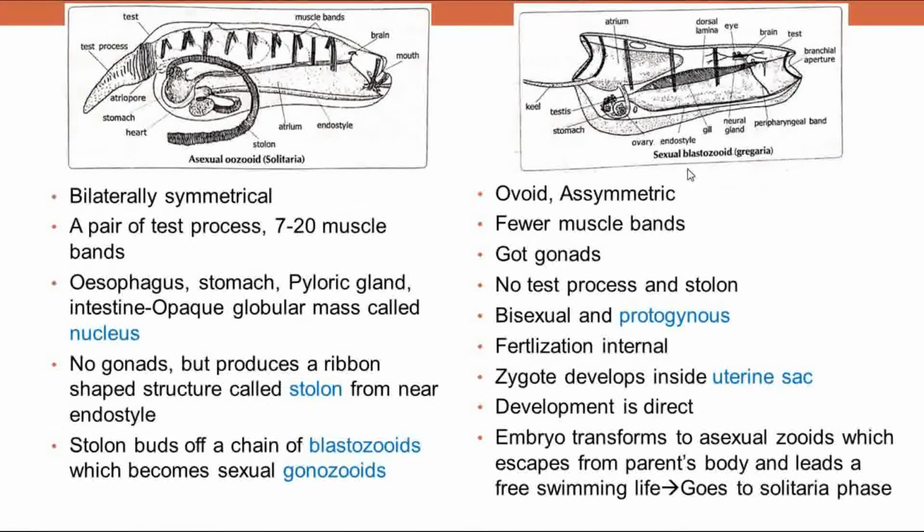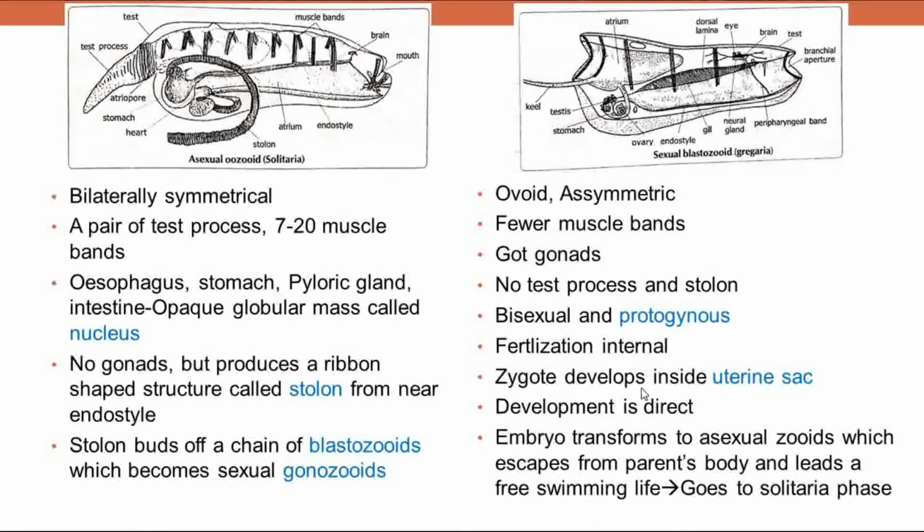In the case of the sexual blastozoid, that means the buds produced from the asexual oozoid, they will have gonads. These blastozoids have gonads, and they are bisexual and protogynous, meaning the male gonads will mature first and produce the male gametes. Fertilization is internal, but self-fertilization is prevented because the male gonads mature first, and the female gametes may fertilize with male gametes entering the body from outside, from some other organism.